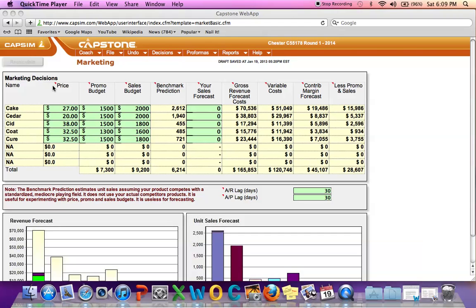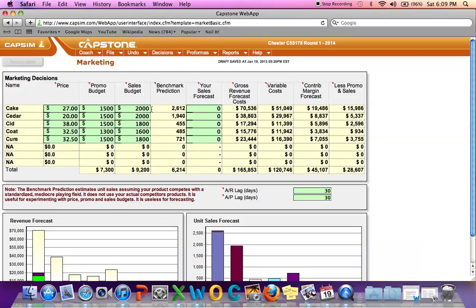Your price is going to be based on 2 things. You can choose a price based on your customer buying criteria, which is very important, and also based on what your competitors are doing with price and your strategy. Okay, that's the second thing. So let's look real quick at Cake.